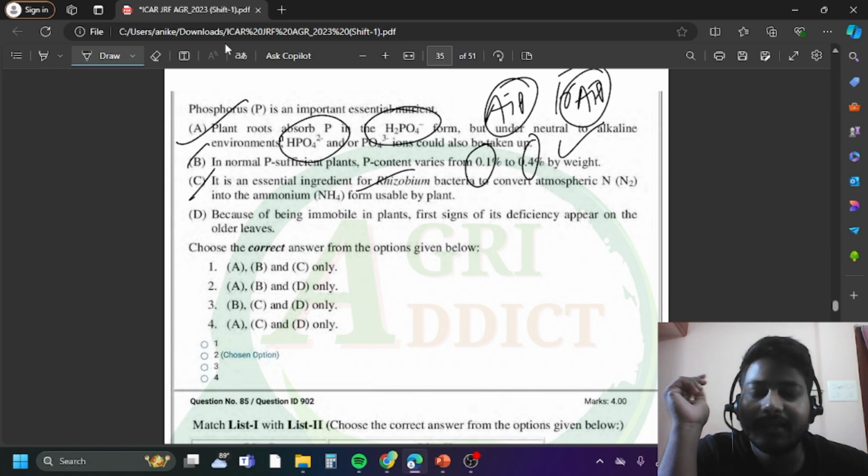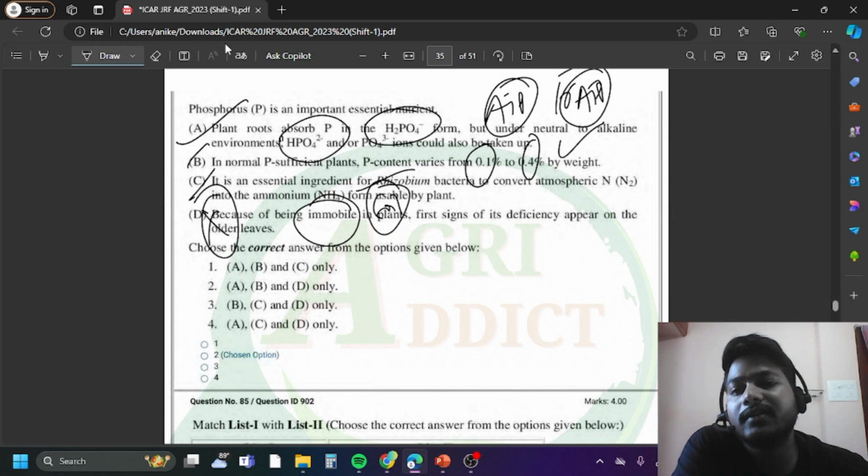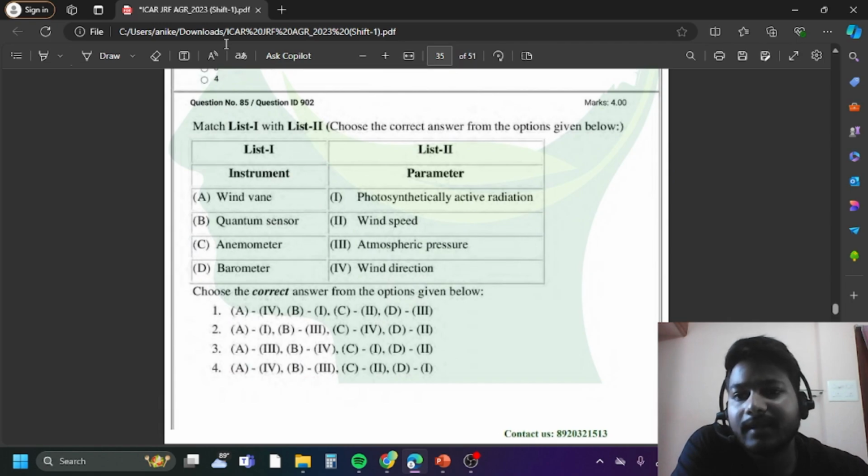Because of being immobile in plant, first sign of its deficiency appears on the older leaves. Very easy to identify. P is mobile in plant, not immobile in plant. It is mobile in plant, immobile in soil. So this is incorrect. So A, B, C is correct. See how easily you can identify the answer.